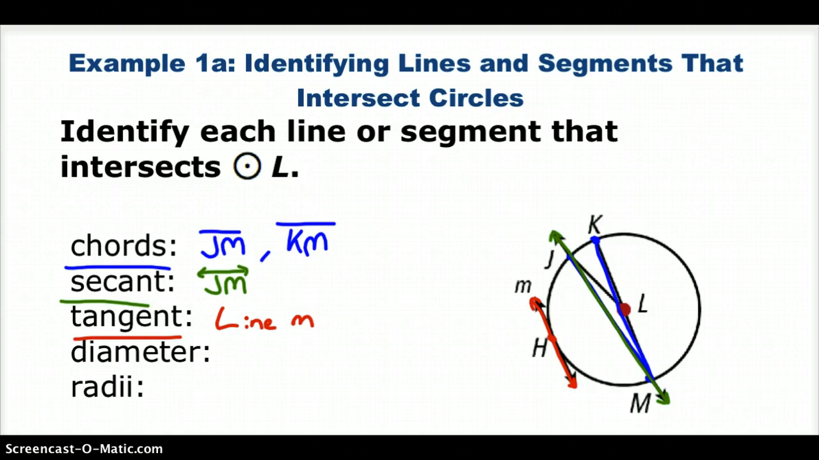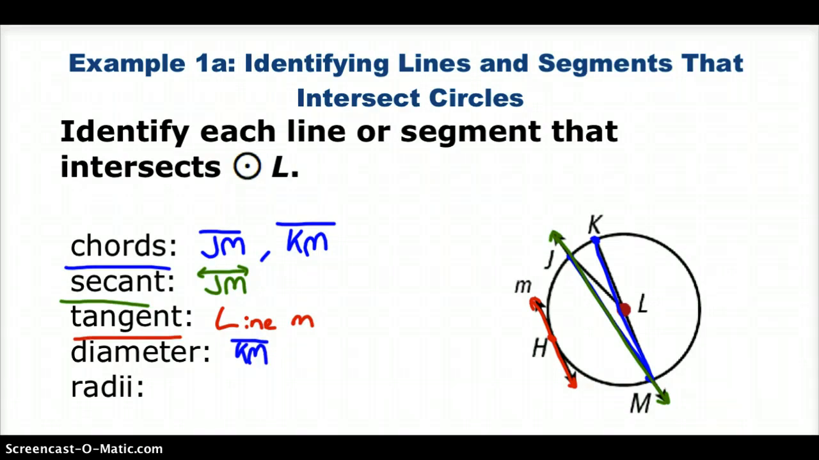Now, we actually have a diameter here. This diameter actually goes through the center of a circle. We called it a chord earlier, but a chord can also be a diameter if it goes through the center of circle L, which it does. So we can actually call the diameter here segment KM.